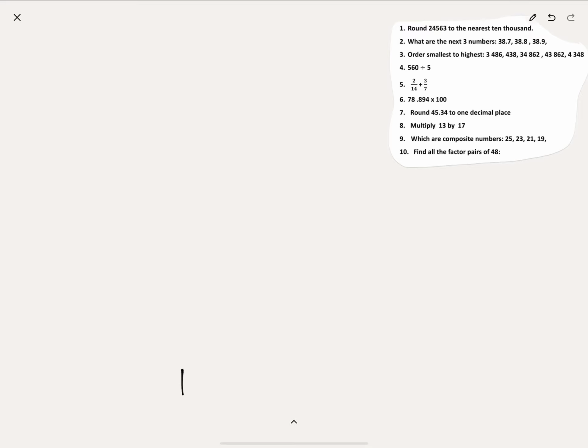Now we're going to leave that one for now because we haven't done composite numbers as of yet. So I'm going to leave that one and I'll come back to it at another point. Okay, so we're going to go to the bottom one, find factor pairs of 48. So, factor pairs of 48. So put it up there.